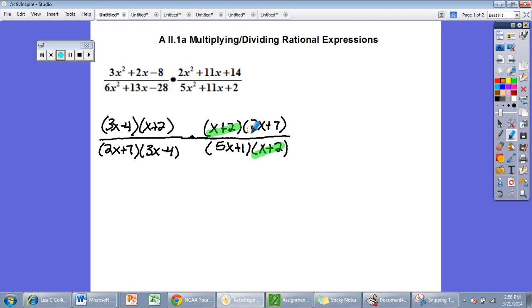And you have factors of 2x plus 7. That's going to cancel with this one, 2x plus 7. And then you have another one, 3x minus 4. That's going to cancel with this 3x minus 4. So your fully simplified version of this is x plus 2 over 5x plus 1, and that would be your final answer.